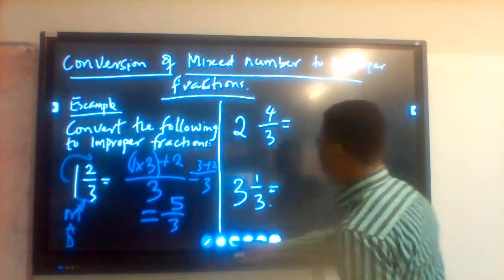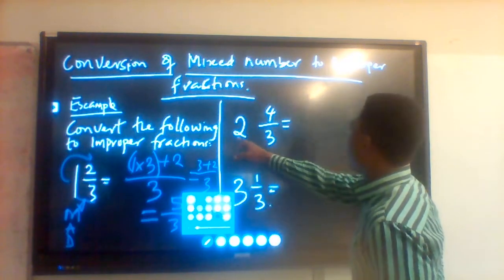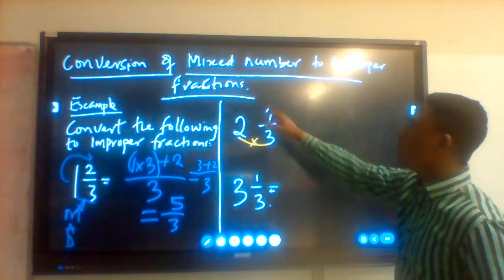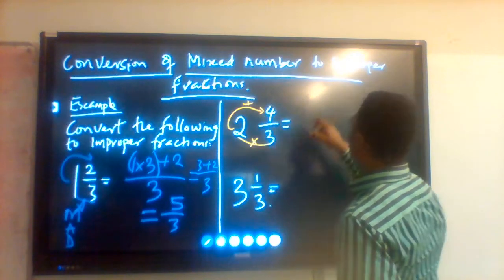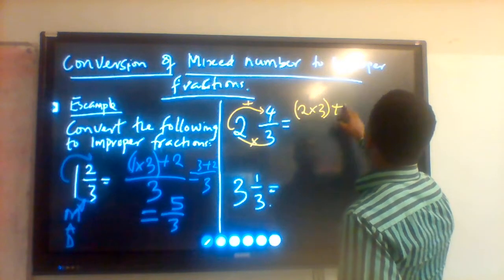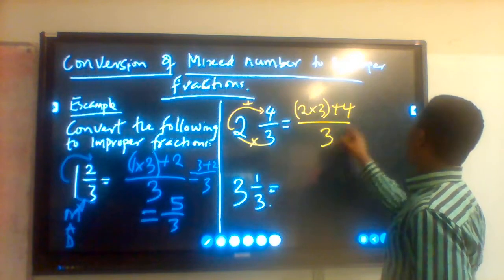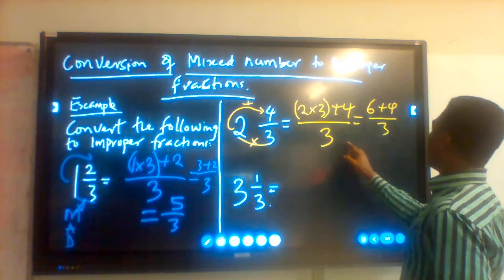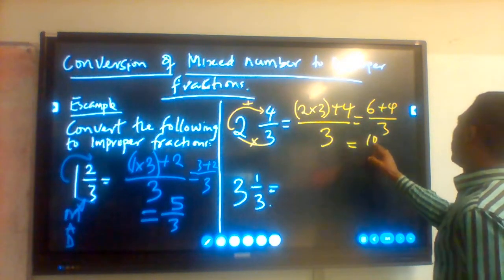What are we going to do, guys? For example 2, let's do it together. Yes? Brilliant. We multiply 2 times 3, then we add it to the numerator, which will be 2 times 3 plus 4 all over the denominator 3, which will give us 6 plus 4 all over 3. Who will help us to finish that? 6 plus 4, that gives us 10 over 3.